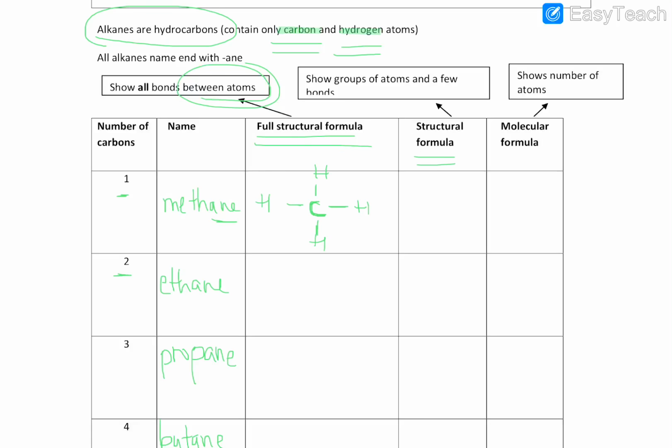The structural formula shows groups of atoms and a few bonds. In this case, how many carbons do you have? One carbon. How many hydrogens? Four hydrogens. In this case, the molecular formula and structural formula will be the same. So it's going to be CH4 itself.